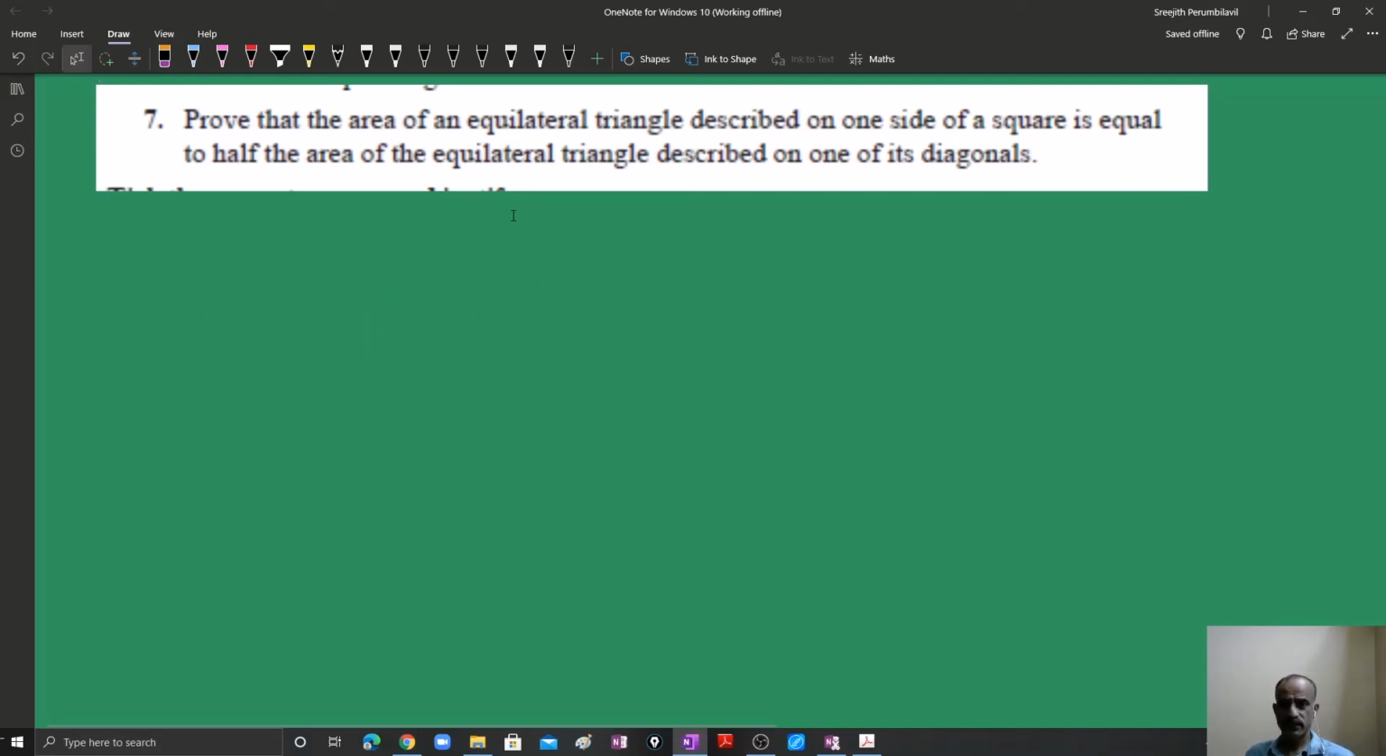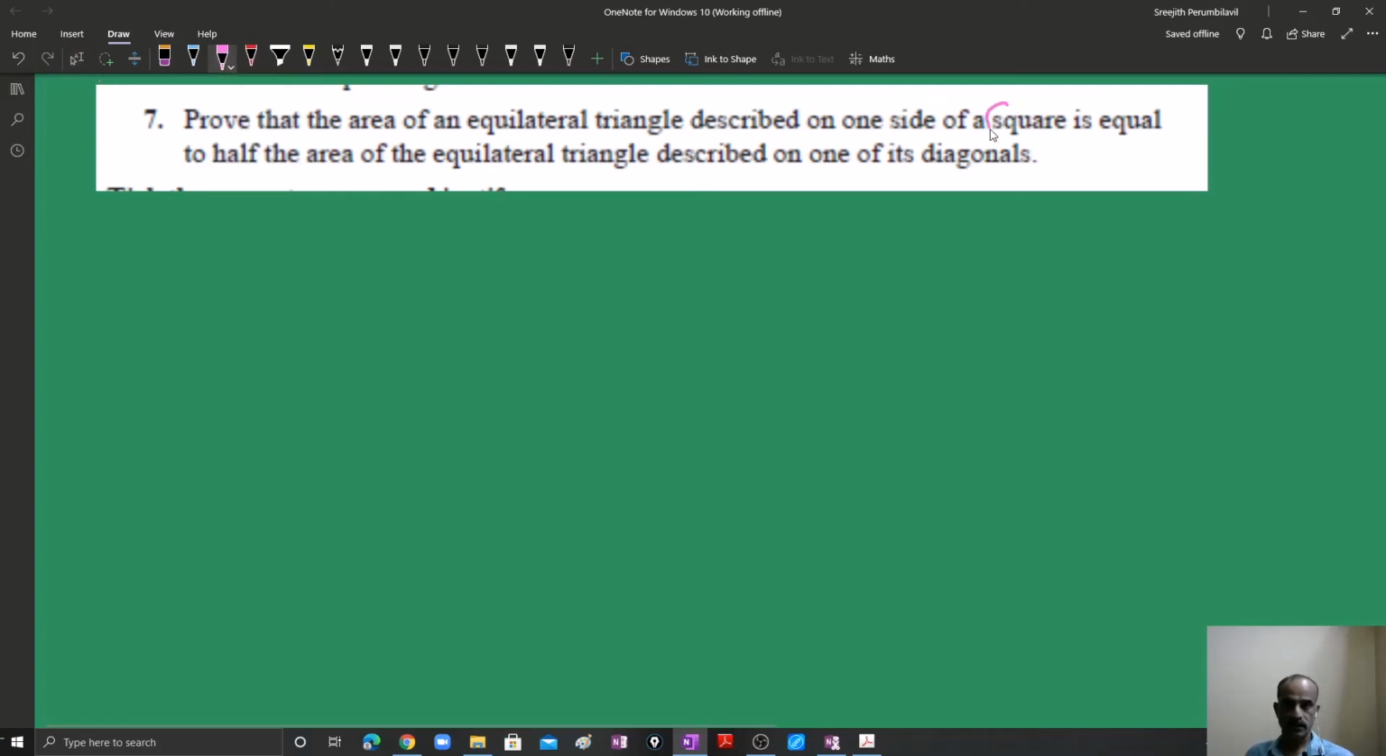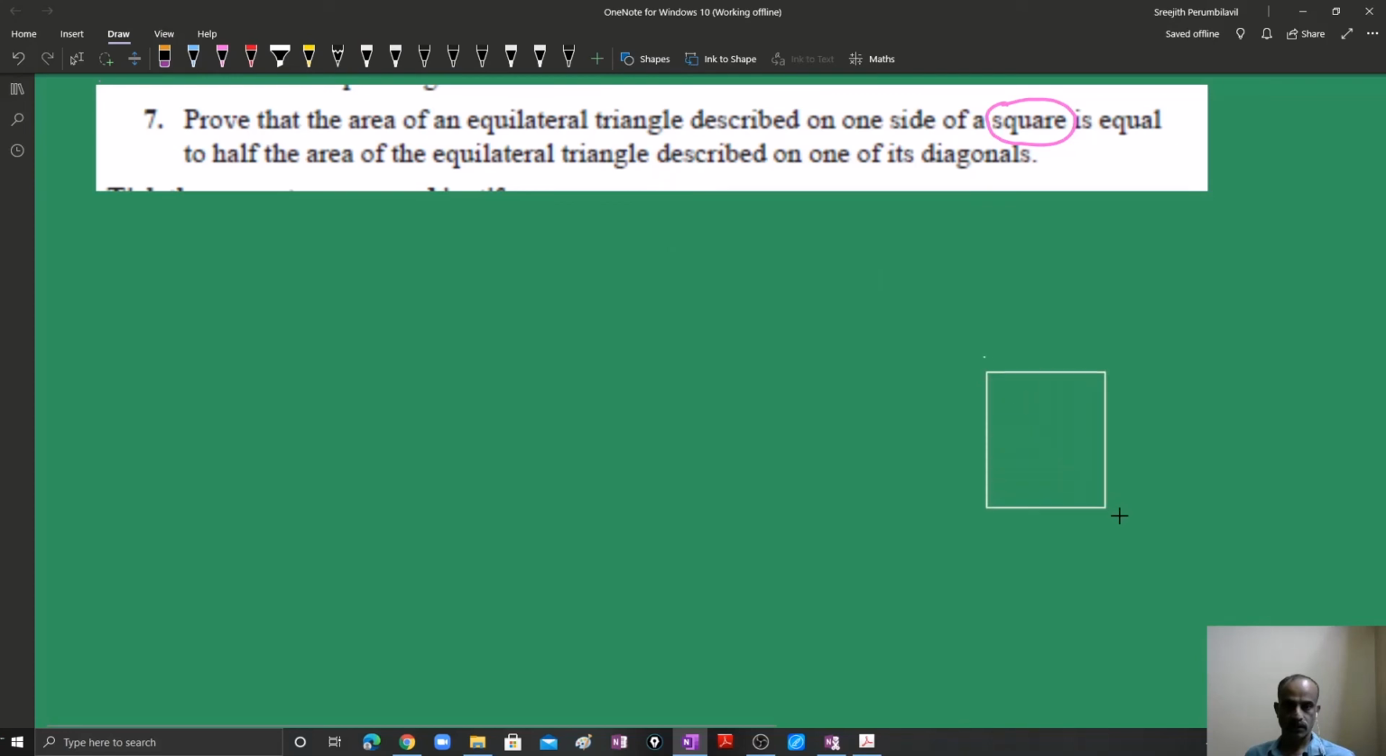Prove that the area of an equilateral triangle described on one side of a square. So on one side of a square, that means there is a square there. One side of a square. So there is a square. Prove that the area of an equilateral triangle described on one side of it.